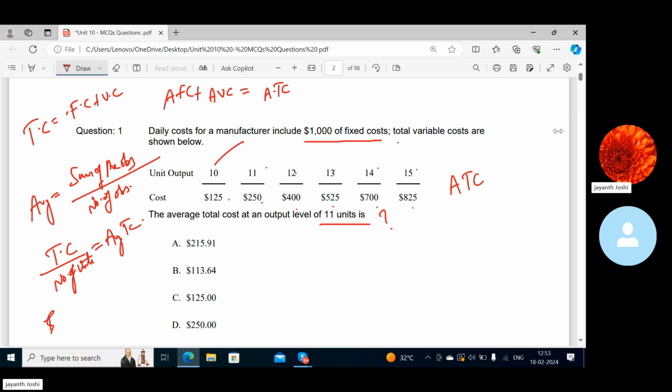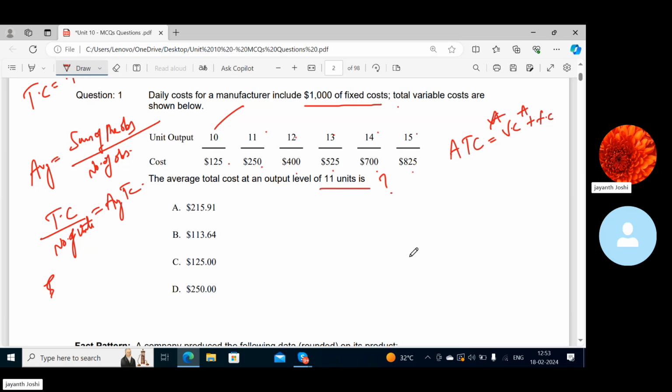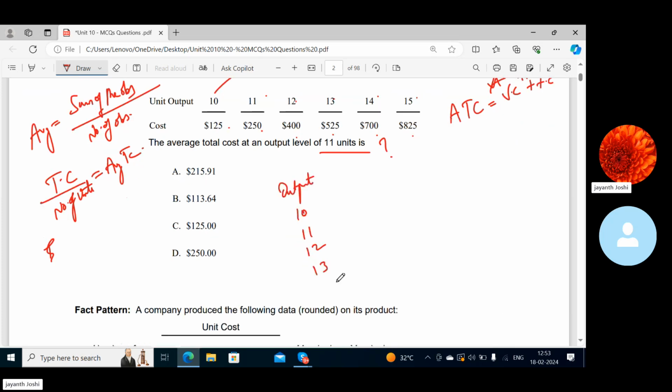Now, average total cost equals the average variable cost plus average fixed cost at a given level of production, divided by output at that level of production. So first, it's very simple. We will do that with the help of a table. Output: 10, 11, 12, 13, 14, 15. So this is the output.